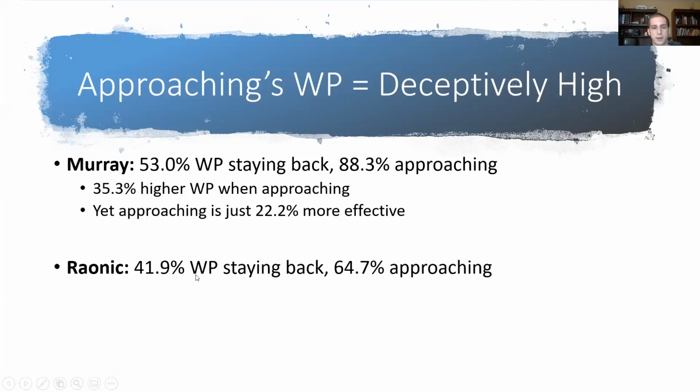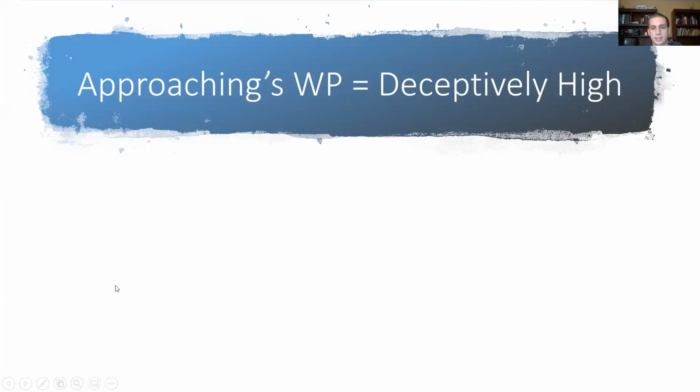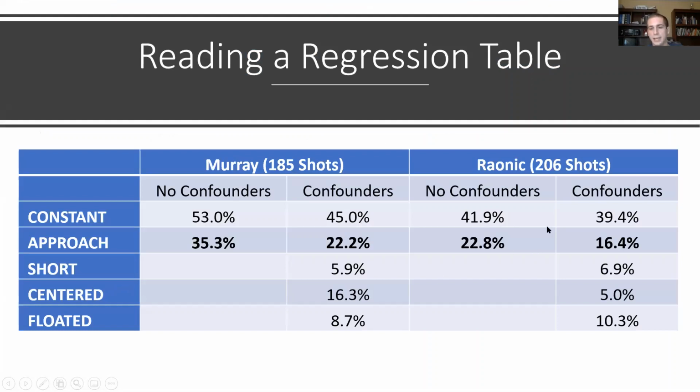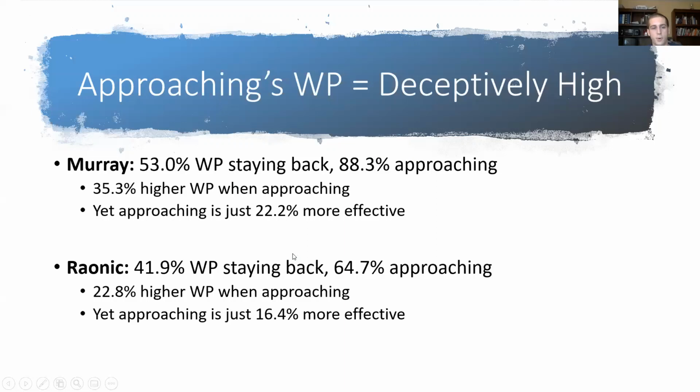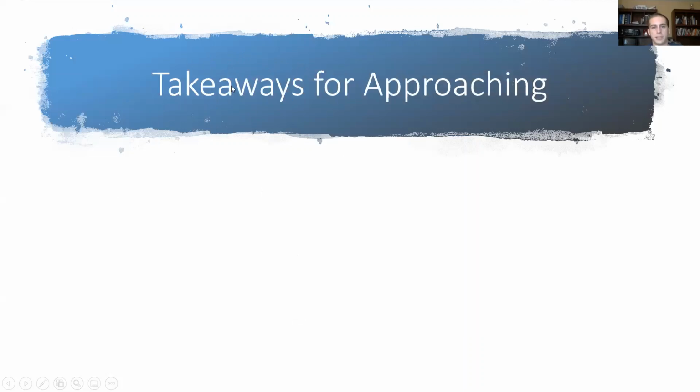For Raonic, same story: 41.9% win probability staying back, 64.7% win probability approaching. So the win probability when approaching was 22.8% higher. That is that number here. And yet the more accurate actual benefit that Raonic had for approaching was just 16.4%. So what you can see again is that if you don't account for the confounders, the win probability that you estimate for approaching the net becomes deceptively high.